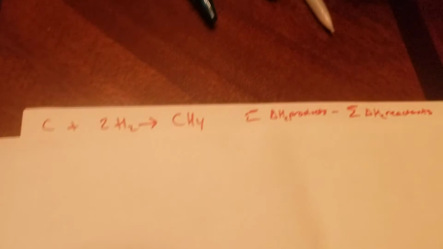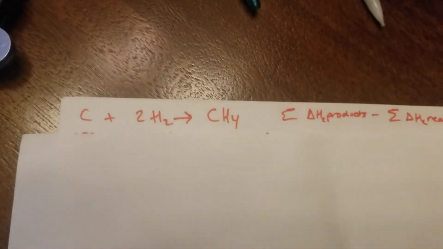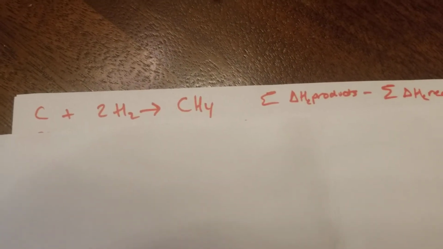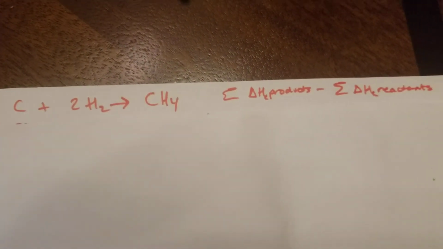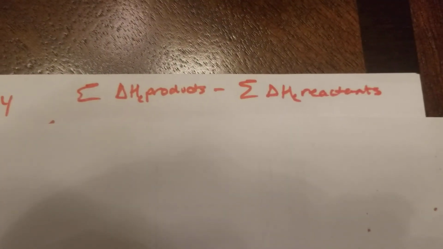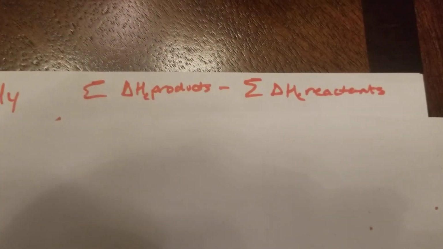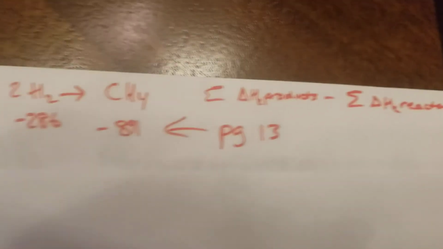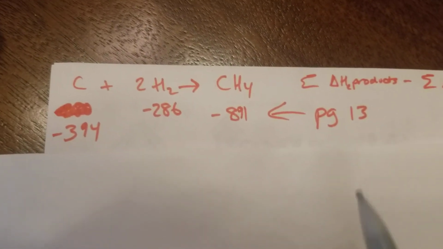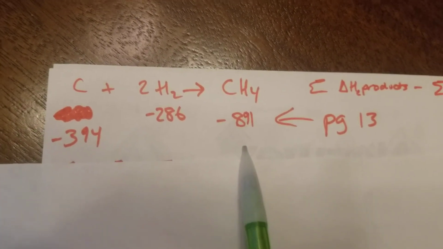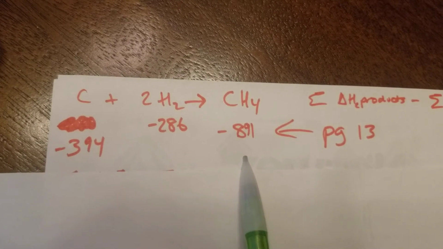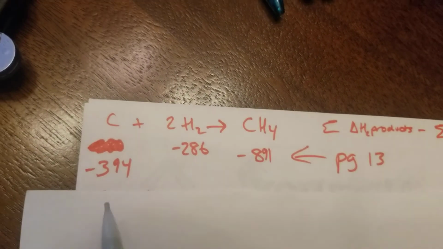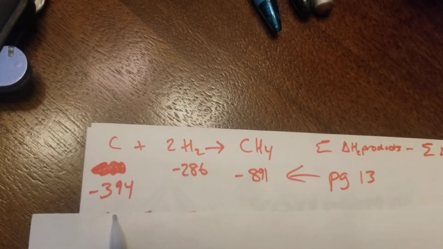So I'm going to go to my paper. Guys, I've got here the equation: carbon plus hydrogen gas makes methane. You should know that. Here's the formula: the sum of the delta H of the products minus the sum of the delta H of the reactants. From page 13, I got these values. Can you please confirm that for methane, it should be negative 891. For hydrogen, H2, it should be negative 286. And for carbon, it should be negative 394.